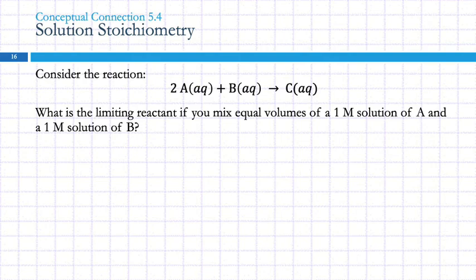A will be the limiting reactant because you need twice as much. Their concentrations are the same, so whatever the volume is, if they're equal, you have an equal number of moles, right? But you need twice as many of A as you do of B. So that means you're going to run out of A first. And A is the limiting reactant. Any questions?